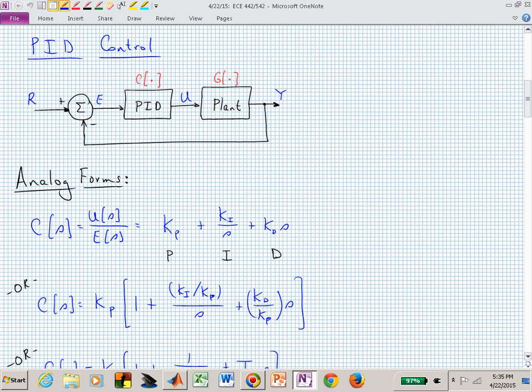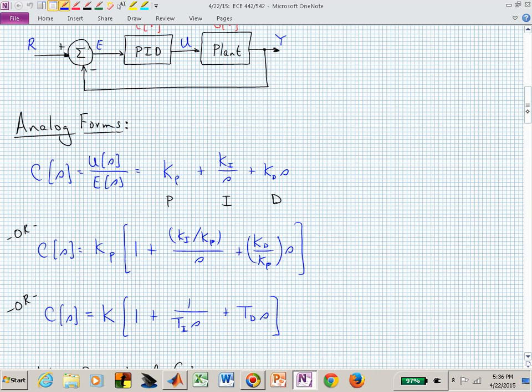And there's the PID structure: K sub P, the integral is K sub I over S, if we're thinking in terms of the transform description of these operators, and the derivative is simply K sub D S. Then we can factor out the K sub P. We can write this controller in many different ways, and I'm doing that so that you get comfortable. If you see this in another source, or in a paper or a textbook, they might represent this PID controller other than just the K sub P, K sub I, and K sub D.